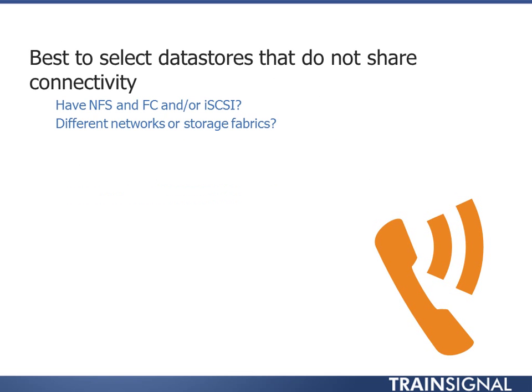Best to select data stores that do not share connectivity. Well, that's great. So that's a great reason to manually select. Maybe I've got some NFS data stores, some iSCSI data stores, and some fiber channel data stores. I'd pick one of each at least. That way, if fiber channel fabric goes down, heaven forbid, it's rare, but it happens, you'll still have backups. That way, a loss of iSCSI switches because something blew up doesn't cause a complete outage. So mix and match if at all possible.